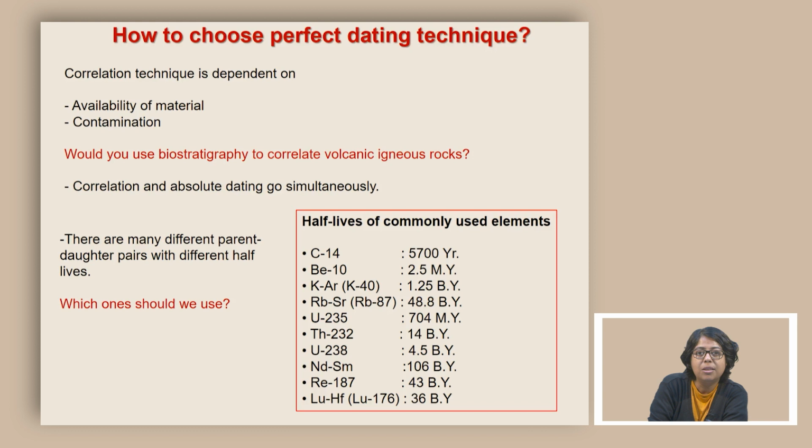Now, this biostratigraphy and the absolute dating go hand in hand, because you can look at specific ages of specific strata, but then correlate things by looking at the fossils. But directly dating fossils is not always easy. So, we are going to concentrate mostly on the igneous rocks and how they can be dated.